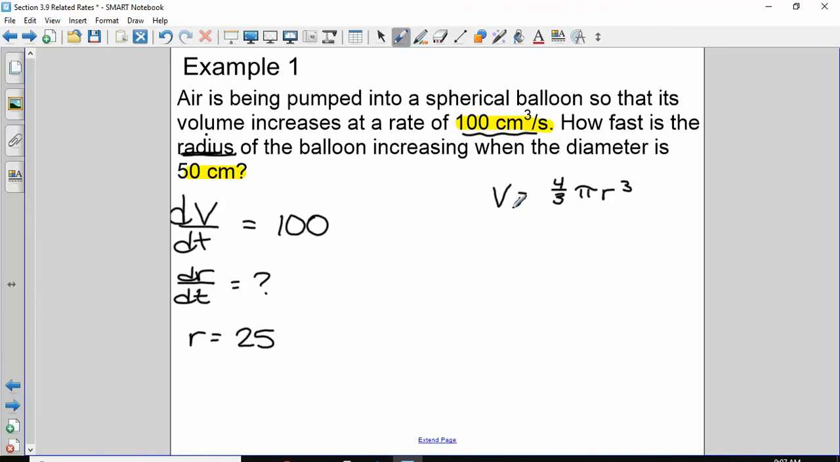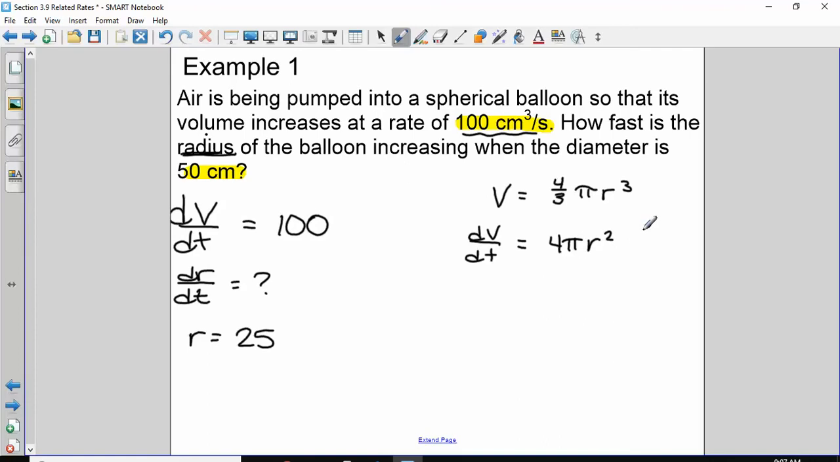Everything else, remember that implicit differentiation we were doing before break, every time we did the derivative of a y, we had to put a dy/dx with it. We're going to use implicit differentiation. We want the derivative with respect to time, so the derivative of V is dV/dt equals 4/3 pi, that's just a coefficient. So all you have to do is bring down your cube. So 4/3 times 3, you get 4 pi r squared.